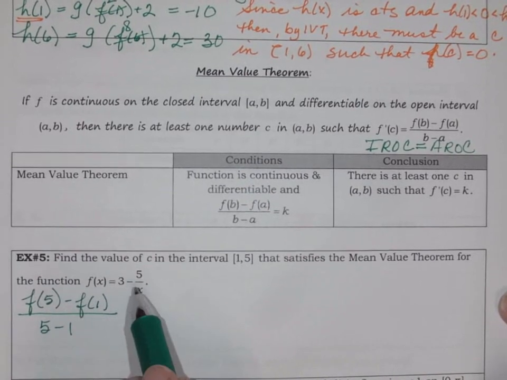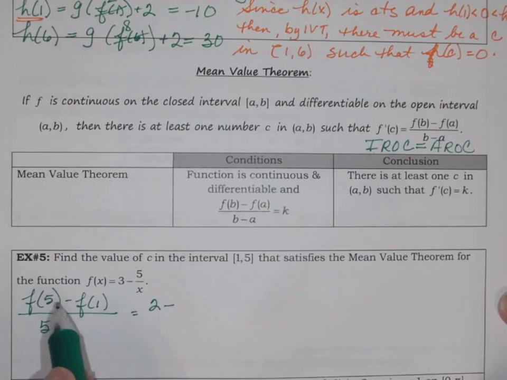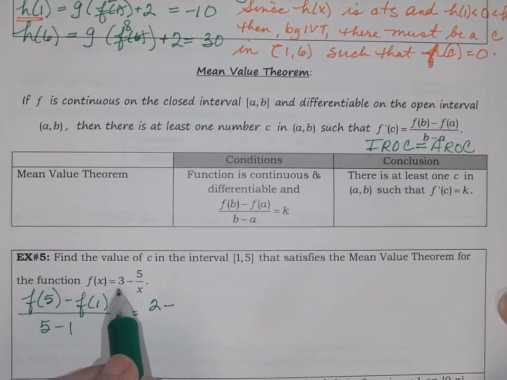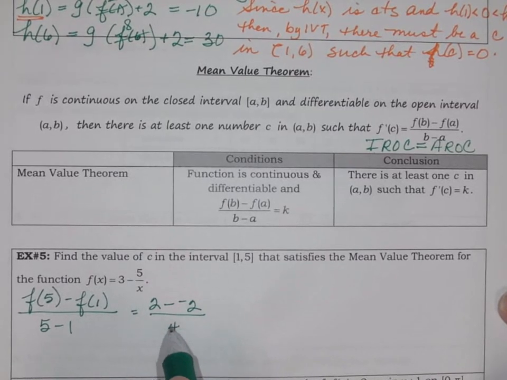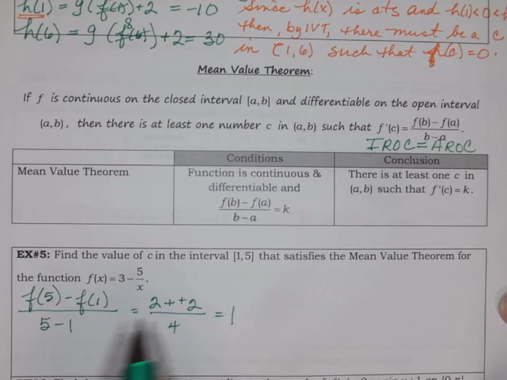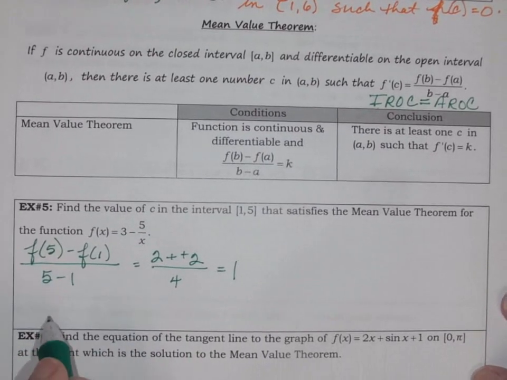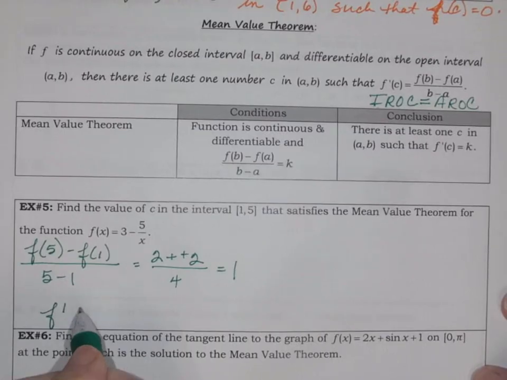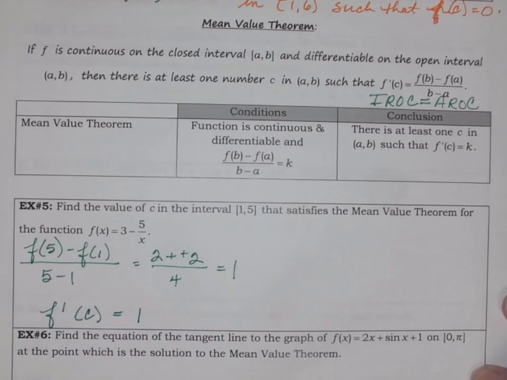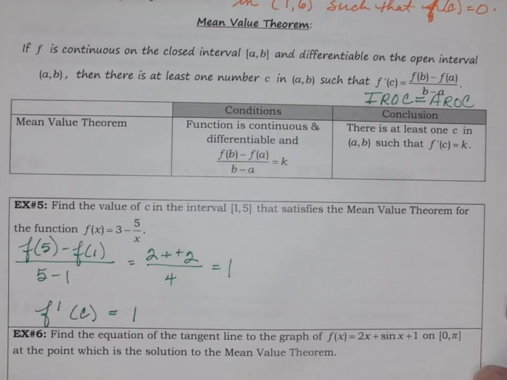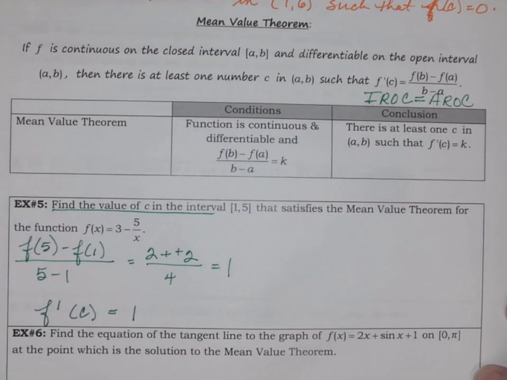So that would be, let's see, f of 5 would be 3 minus 1, so that'd be 2. F of 1 would be 3 minus 5, so that'd be negative 2 over 4. So my average rate of change is 1. So what I'm saying is that somewhere in the interval 1 to 5, f prime of c is equal to 1. Now, on this one, it says find the value of c.